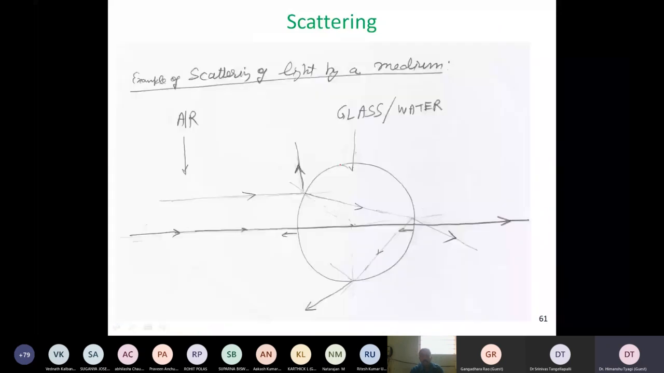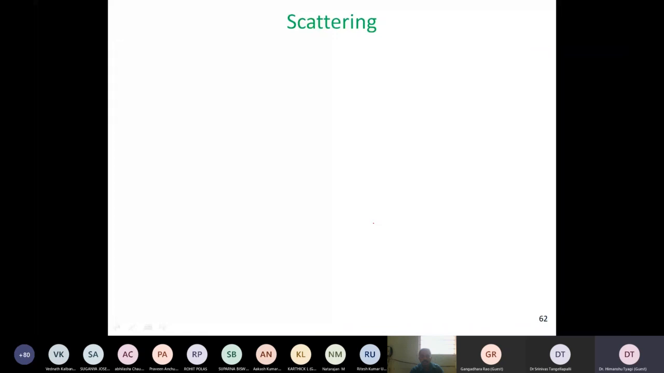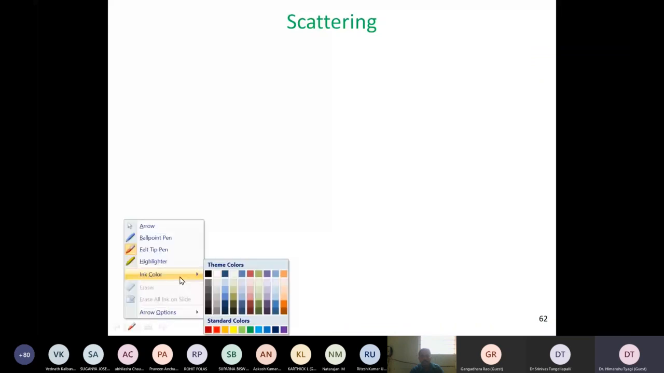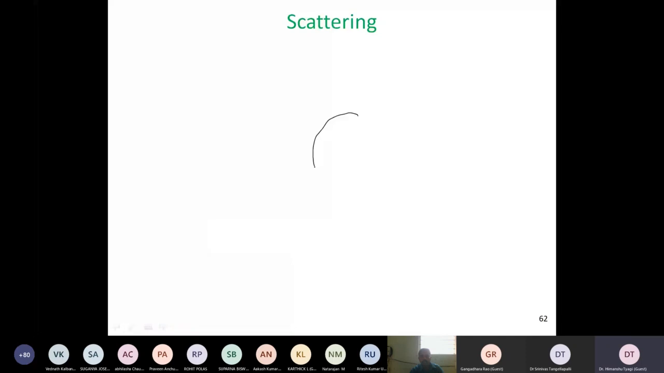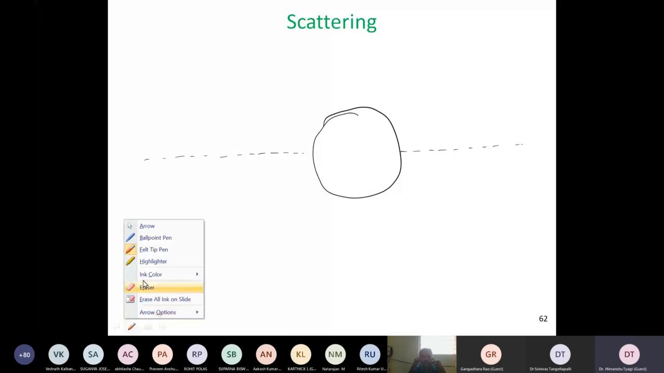So I wanted to give an example of scattering of light by a medium. One example is if we have, let's say, a circular body or a spherical body. So let me go ahead and draw it over here. Let us say we have a droplet of water, or a sphere of glass, which is not very small in size. So we're not talking about nanoparticles right now. It could be of the order of 1 millimeter in diameter. And let's try and see what happens when light passes through over here.